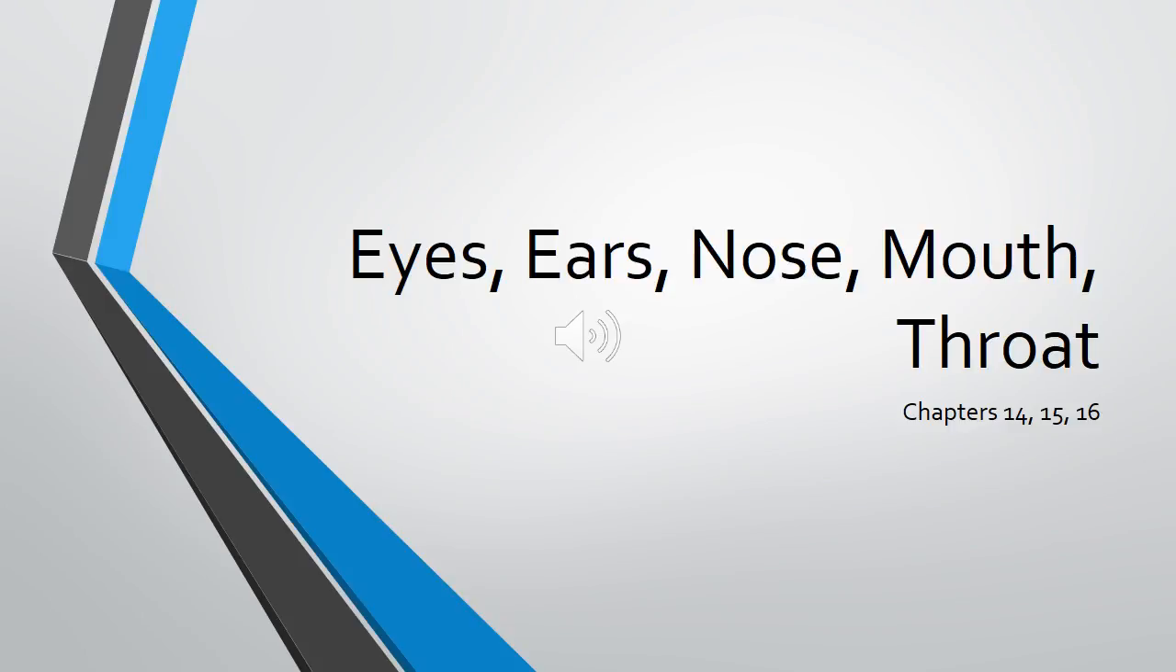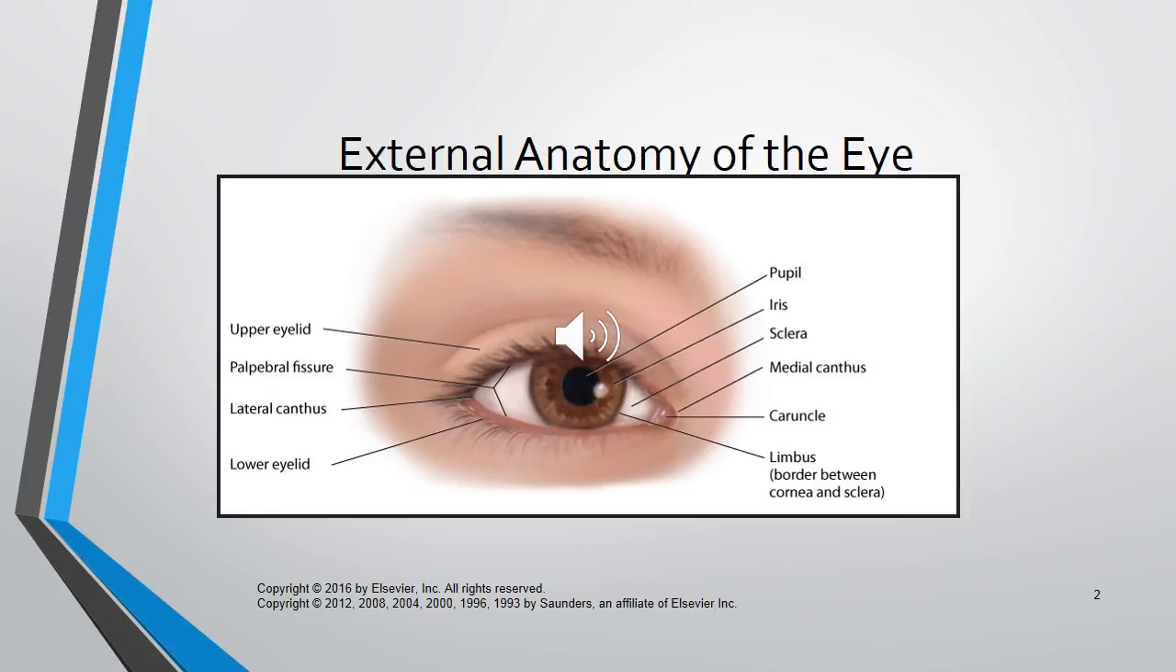This PowerPoint covers the assessment of eyes, ears, nose, mouth, and throat, chapters 14, 15, and 16 in your book. This is just a picture of the anatomy of the eye to refresh your memory on the names of the different anatomical structures.